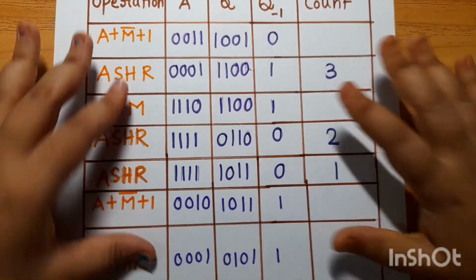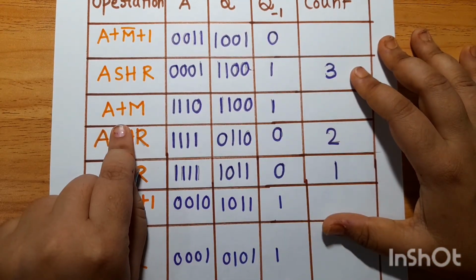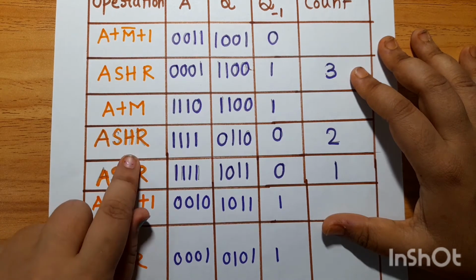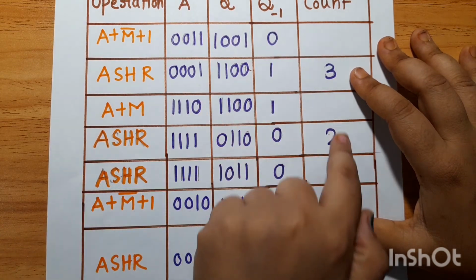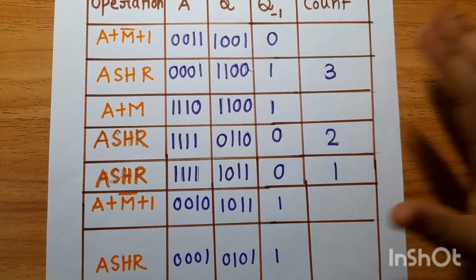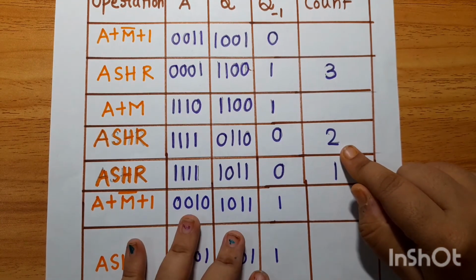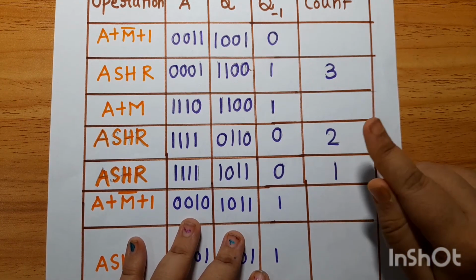So we have updated it in the table. A equal to A plus M and ASHR. These two steps I have shown here. Now here the count is 2, not yet 0. So we have to run the loop again.